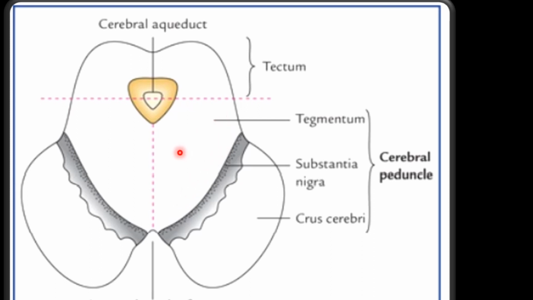While the outer area here is called the crus cerebri. Now we have this middle layer between the crus cerebri and the tegmentum. So this layer is the darkened area. This area is called the substantia nigra. So the tegmentum, the substantia nigra, and the crus cerebri will make up the cerebral peduncle. And we have two halves, the right cerebral peduncle and the left cerebral peduncle, with the interpeduncular fossa at the center.